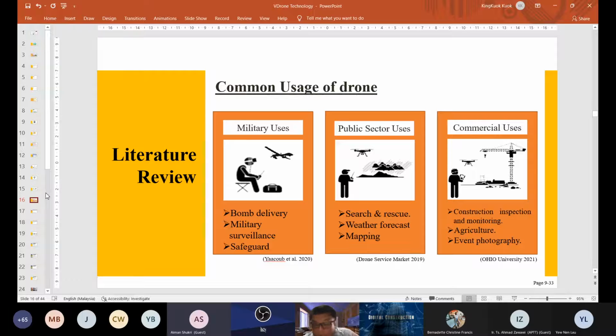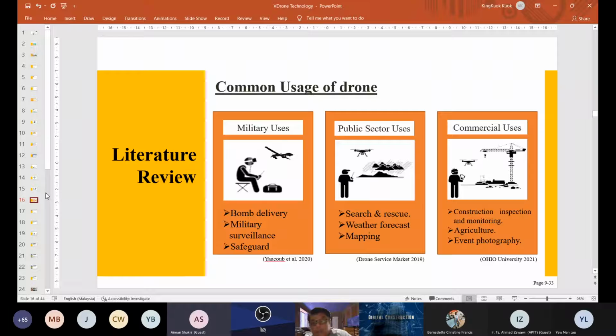Common usage of drones in the early days, as I mentioned, was in the military, to deliver bombs, to ensure military surveillance, to safeguard the sky. In the public sector, you can use it to rescue people, especially in places that are dangerous and hard to access. It can be attached with a radar system to forecast the weather. It can do mapping if we attach it together with LiDAR systems.